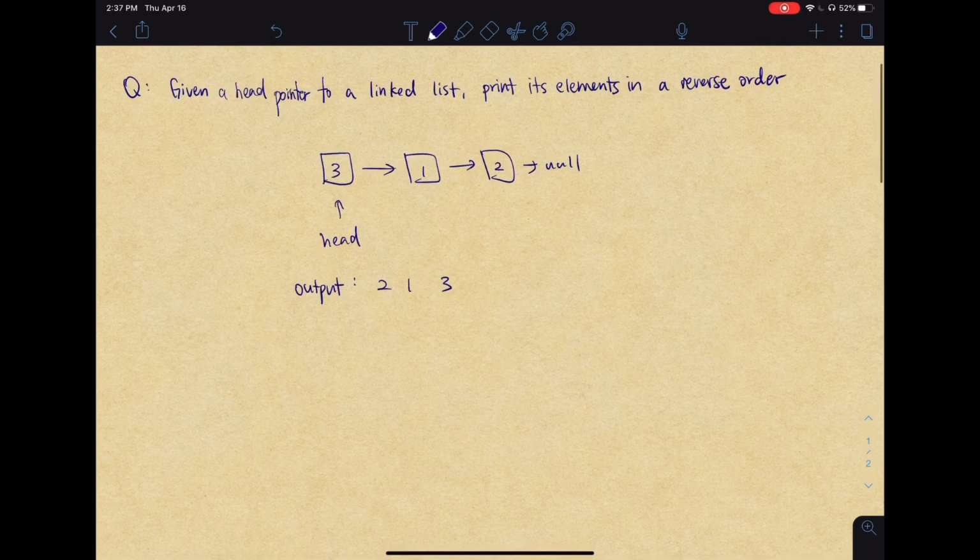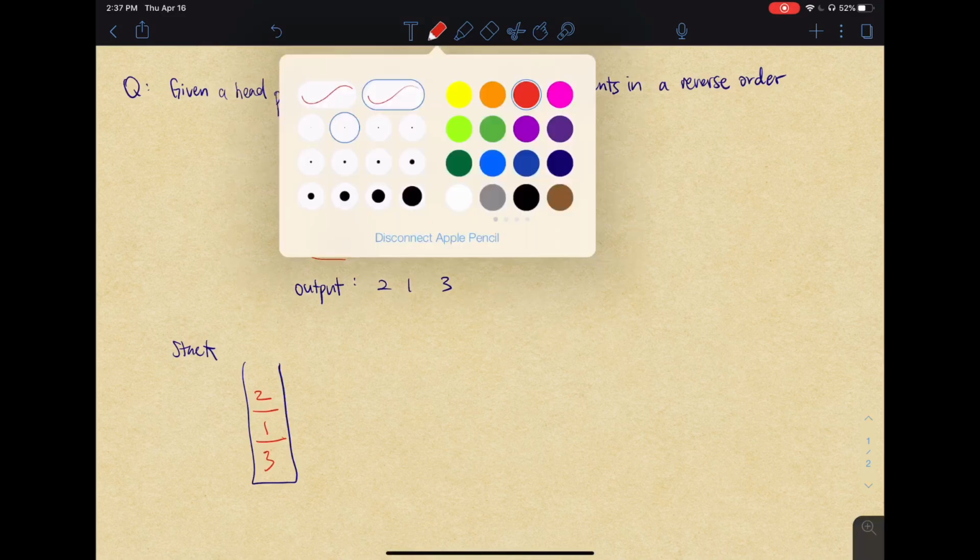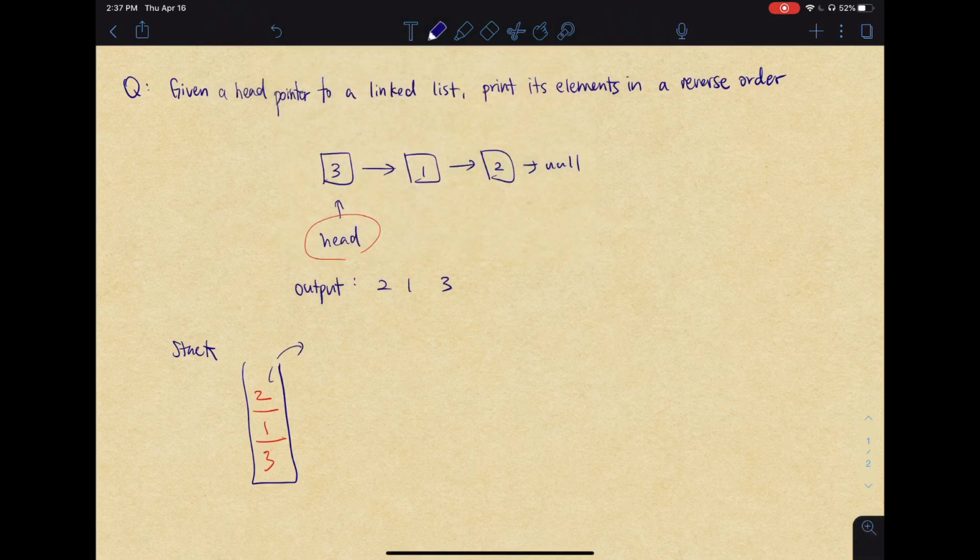I guess the trivial solution to this problem would be using a stack and starting from the head pointer, and then we traverse through the list and push the node values into the stack as we do that. So it will be 3 first, and then 1, and then 2. And then after traversing, we simply pop all the elements out from the stack until it's empty. So 2 will be popped out first, and we print that, 1, and then 3 after.